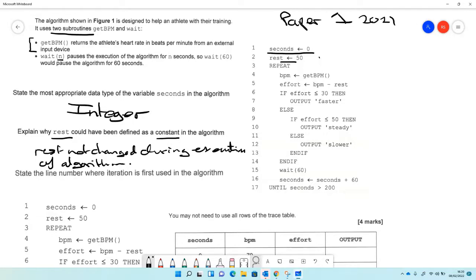So iteration, this is a fairly standard question from these. We should be getting these okay. State the line number where iteration is first used. Iteration is some form of looping. They've written this in pseudocode, so there's a repeat until loop here. If you program in Python, you won't be too familiar with repeat until because they only really do while, but it's the same kind of idea. This will keep running this code until this value here is more than 200. So the first use is line 3.